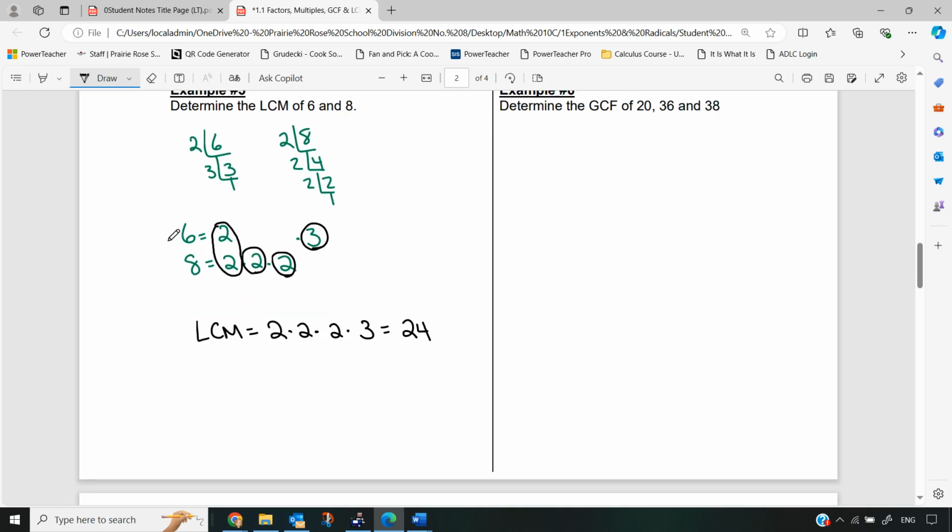Now remember I said you could, if you wanted to, just list out all of your multiples of 6 and list all your multiples of 8.